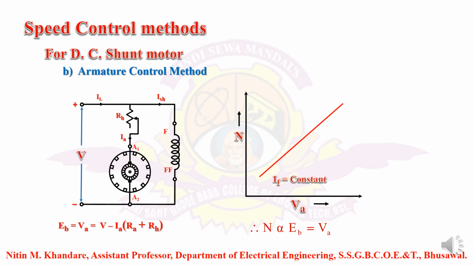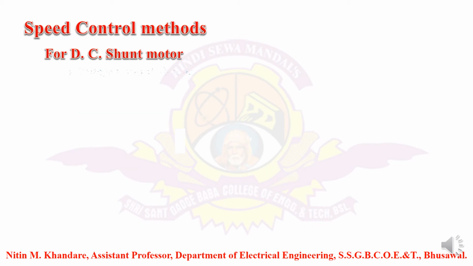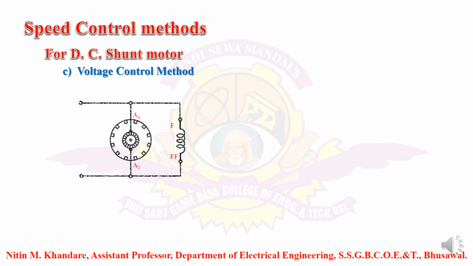Now the third method is called the applied voltage control method. Here we are not inserting any external rheostat or resistance in series with either the field winding or the armature winding, but we will change the magnitude of the applied voltage. Now if we apply the voltage here, obviously the current will be taken from the supply, as well as by the armature and field winding.